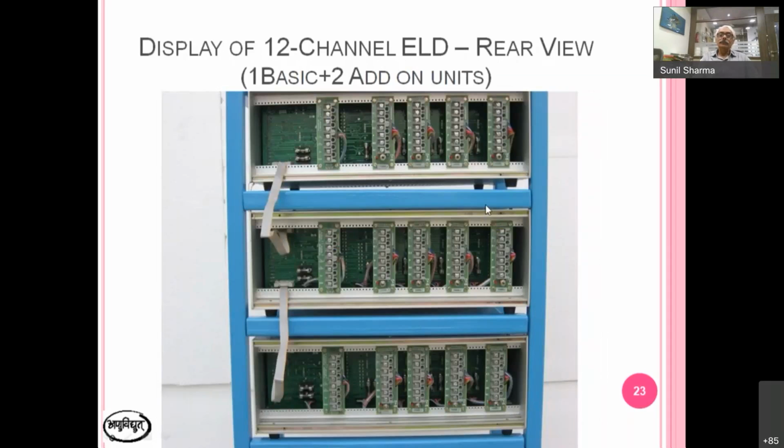This is the back panel. This is your channel strips, 1, 2, 3, 4, and this is the main strip to energize the ELD. This is for measurement purpose. Okay, I will explain it later.